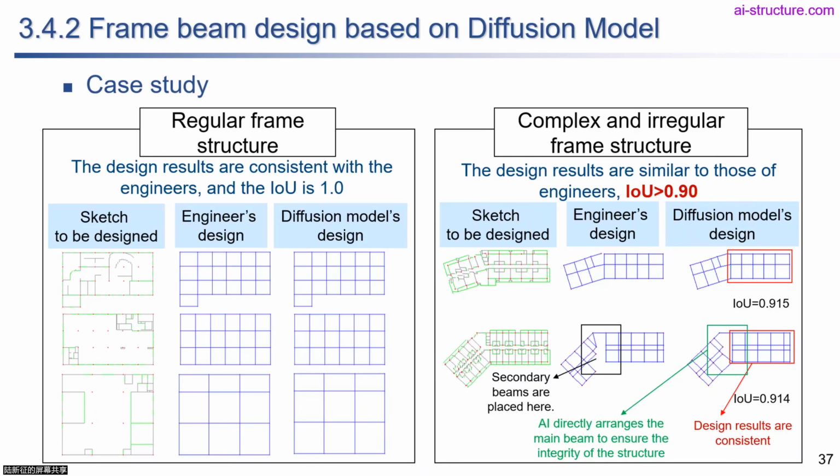So you can see that for this case, in the engineer design, we cannot arrange the main beam between these two irregular parts. You can see the structure was separated into two parts, and the integration of the structure is not good enough. But AI can directly use the main beam to connect these two buildings, to make the structure have better integrated performance against hazardous disasters.